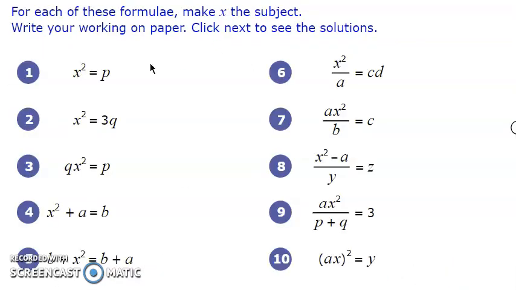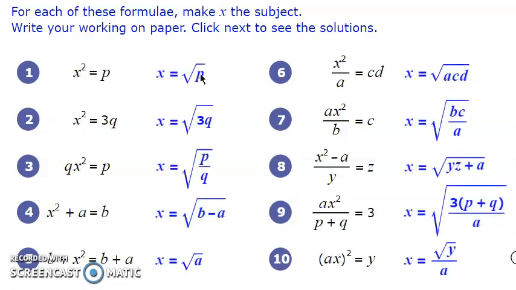Now here are again some questions for you. For each of the formulas, make x the subject. Write your working on paper. Click next to see the solutions. So first you will have to solve them, and then you can see the solutions. These are the solutions. So just solve them and discuss with me in my weekend classes. We can discuss all this.